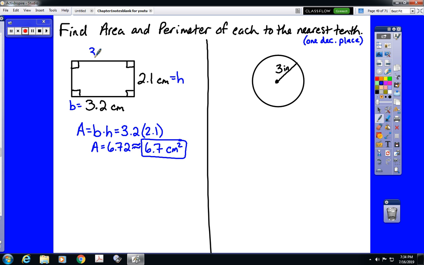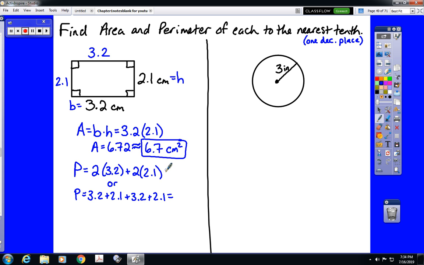The perimeter, if you're not careful, you're going to get caught here. The perimeter, we would add up the four side lengths. You could also use the equation, which would be 2 times the base plus 2 times the height. Or you could do 3.2 plus 2.1 plus 3.2 plus 2.1. Either way, you're going to get a perimeter of 10.6 centimeters. And that is not centimeters squared, because you're finding perimeter, which is a length. So there's only singular units.